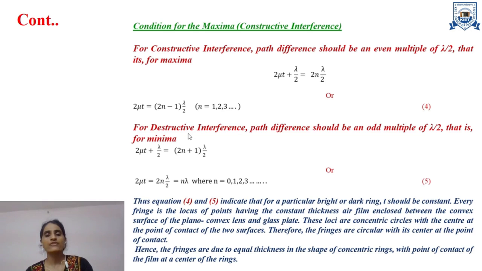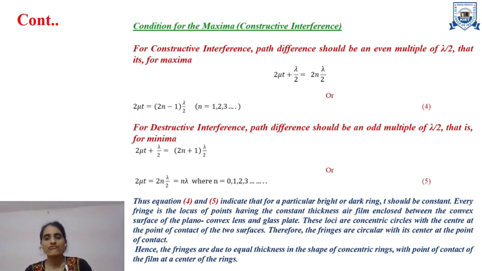And similarly, for destructive interference pattern, the path difference should be an odd multiple of lambda by 2. That is 2 mu t plus lambda by 2 is equal to (2n plus 1) lambda by 2, where n goes from 0, 1, 2 and so on. That is 2 mu t is equal to 2n lambda by 2, that is n lambda, where n will be equal to 0, 1, 2 and 3, which is the condition for destructive interference pattern.